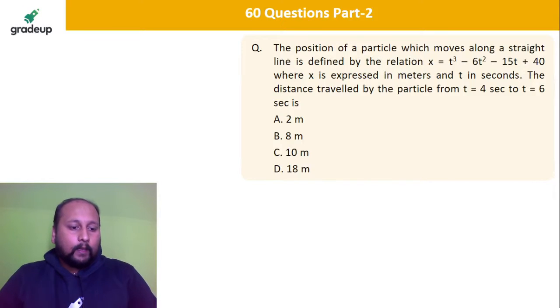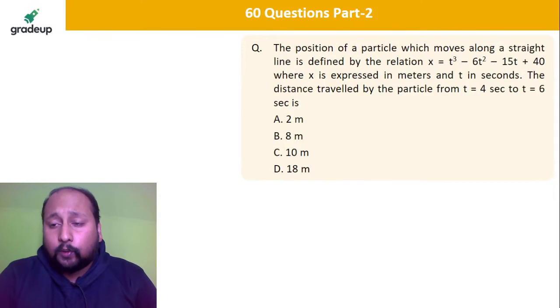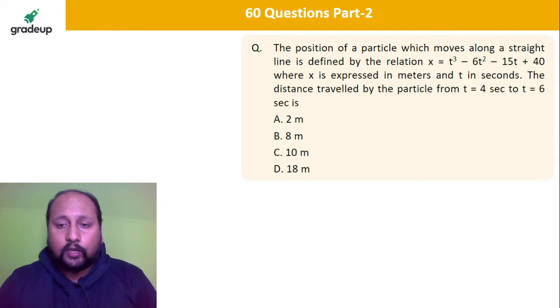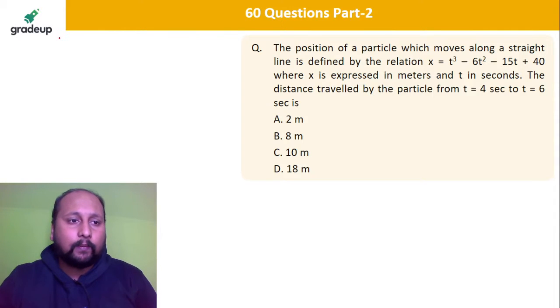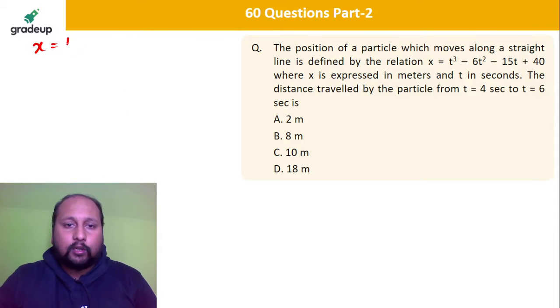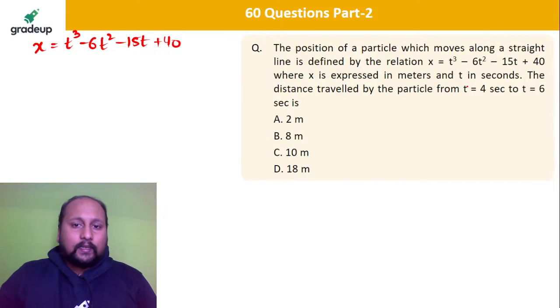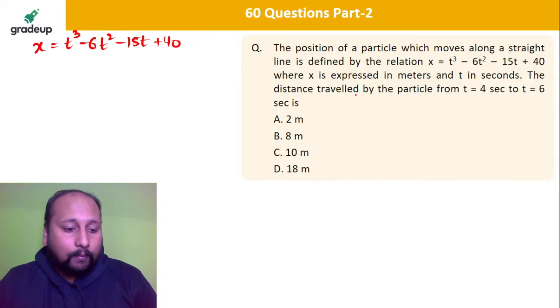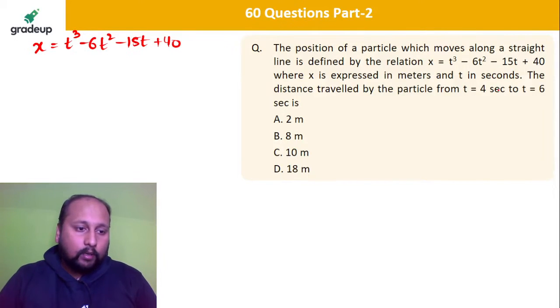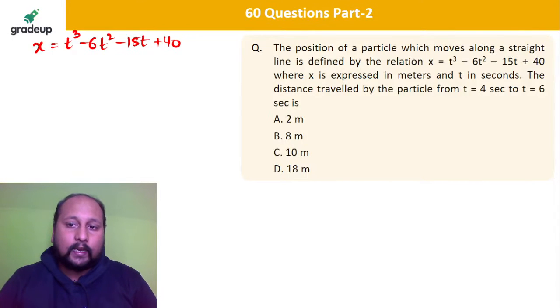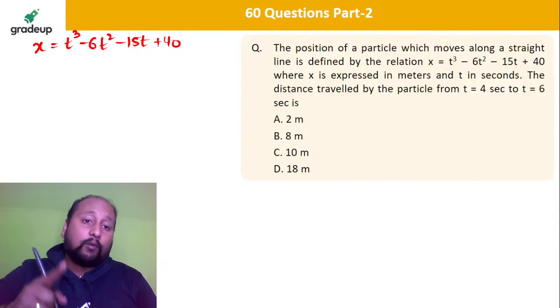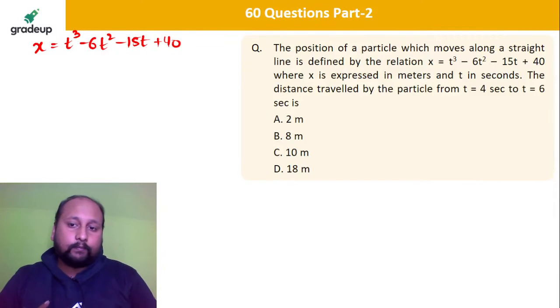The position of a particle which moves along a straight line is defined by the relation. Okay, we are having a relation based problem. Very easy. X is equal to t cube minus 6t square minus 15t plus 40. X is in meter, t is in second. What is the distance traveled by the particle between 4 second to 8 second?